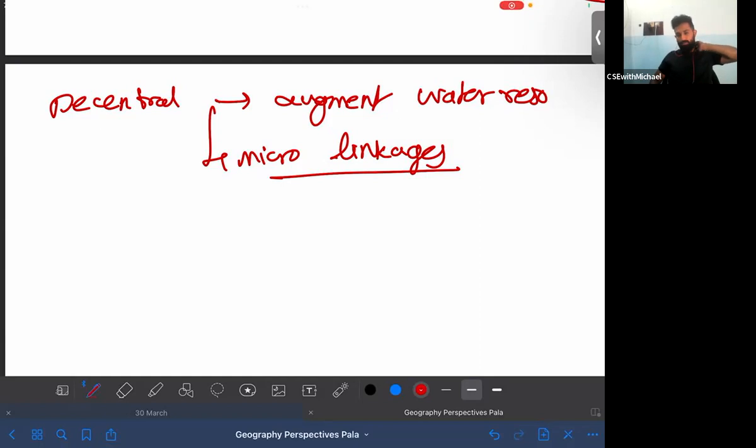Otherwise we'll continue, and tomorrow we'll start with biogeography. We wanted to start it today, but I spoke a bit more on some of the topics.